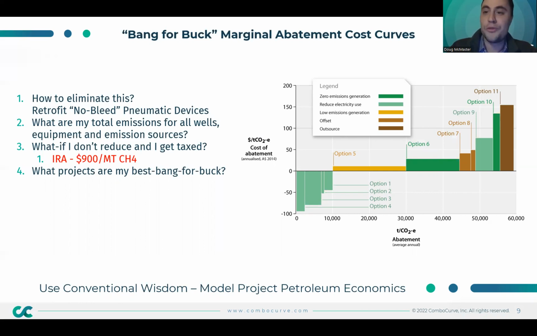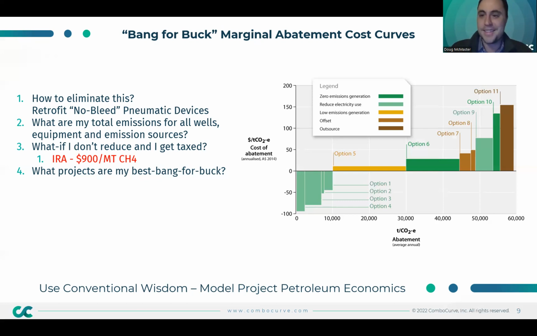So in this case, you would retrofit a high bleed pneumatic device to a no bleed pneumatic device. And just like I said, you want to know total emissions for all your wells and equipment and emission sources. But you might ask yourself questions after you understand that baseline. What if I don't reduce it and I get taxed per some of the potentially upcoming legislation from the Inflation Reduction Act, which sets a fee or cost of $900 per metric ton of methane?